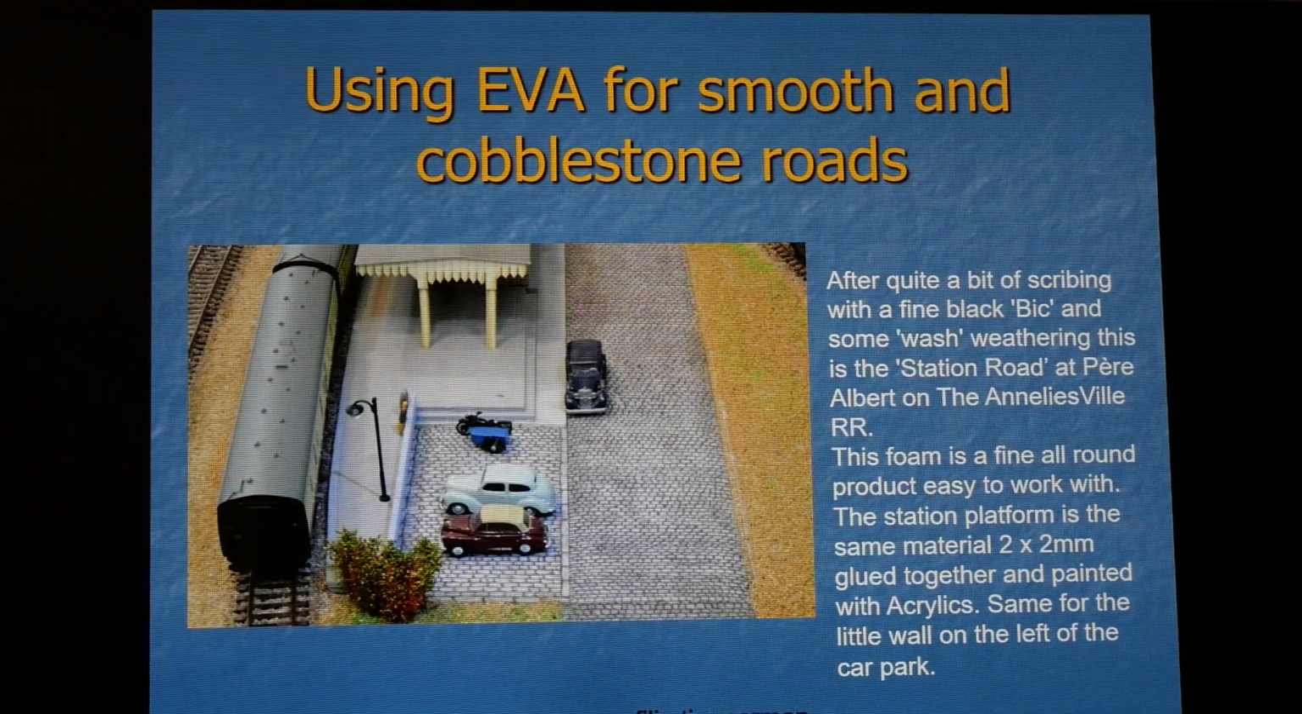This one, the person who did this has done quite a bit of work. They have EVA for the platform surface, they have EVA for the road and also for the car park area. For the car park and road area, they've created the cobblestones by painstakingly marking out the cobblestone pattern using ballpoint pens on the foam. They've also used the foam in the vertical, as the front of the car park area, as a vertical wall there. Again, it comes up very, very effectively.